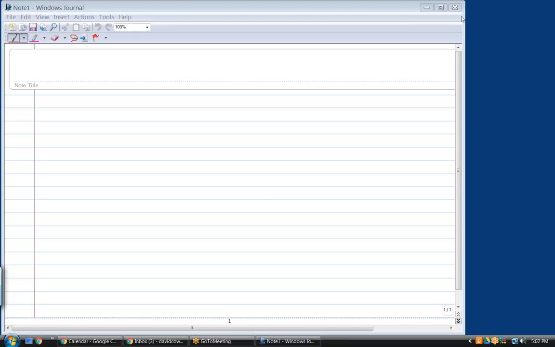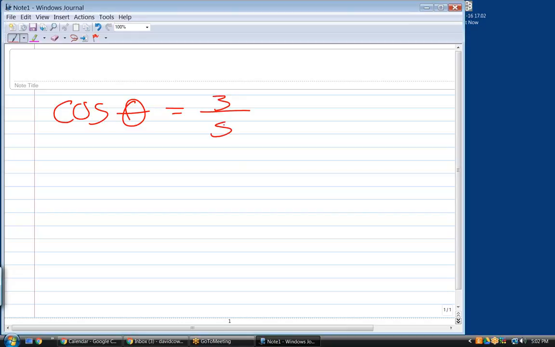Okay, the first problem I have here is cosine theta equals 3 over 5, comma, open parenthesis, 270 degrees, comma, 360 degrees, close parenthesis.